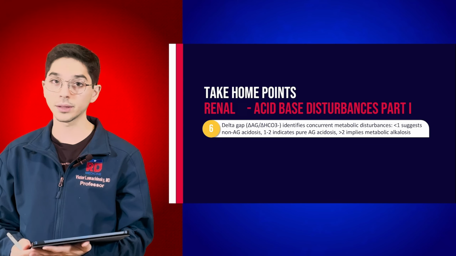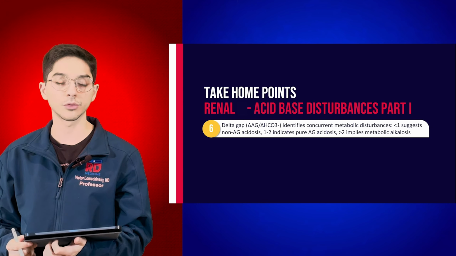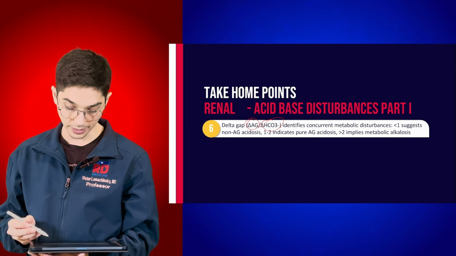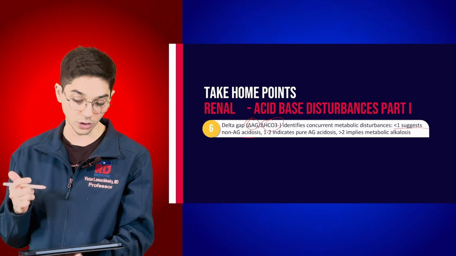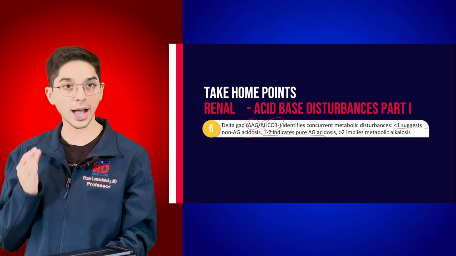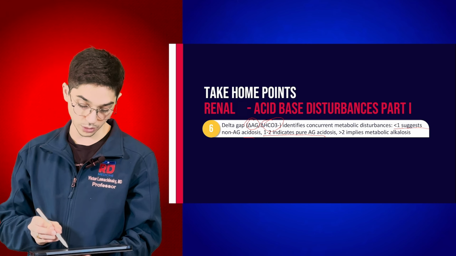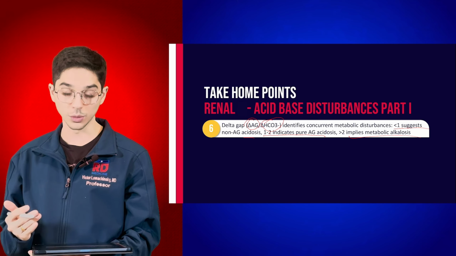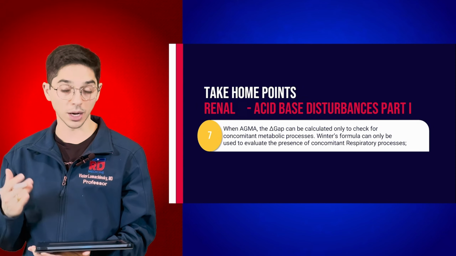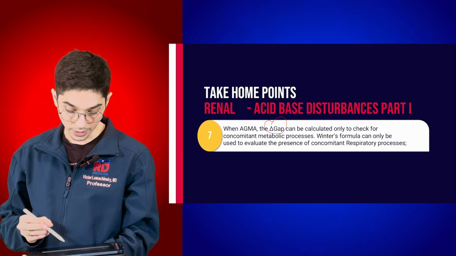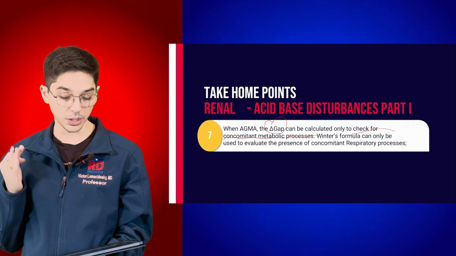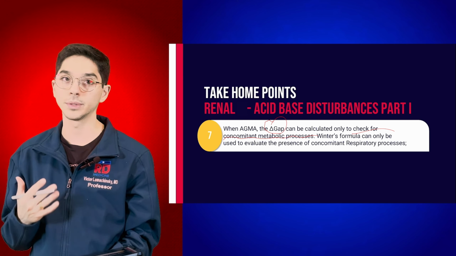The delta-delta is a little bit less high yield, but also interesting to memorize. So it is the variation of anion gap divided by the variation of bicarbonate. If it's less than 1, it suggests that we have a non-anion gap acidosis. If it's 1 to 2, we have pure high anion gap acidosis. And if it's more than 2, we have that high anion gap metabolic acidosis and as well a metabolic alkalosis. So whenever we have a high anion gap metabolic acidosis, we calculate the delta-delta to check for concomitant metabolic processes. Winter's formula can really only be used to evaluate the presence of a concomitant respiratory process.